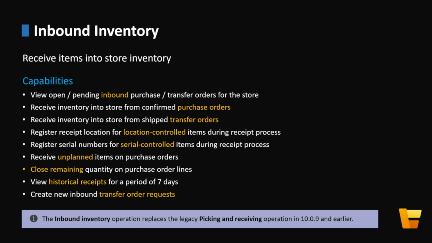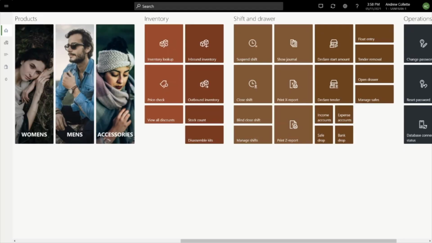Now, for customers who have been with us for some time, you may know that we have another similar operation called picking and receiving in our point of sale application. I want to call out that picking and receiving operation is a legacy operation with limited functionalities. So if your company is still using that operation, we strongly recommend you to develop a strategy to migrate from the legacy one to this modern new inbound operation. So let's now roll a video to demo this new inbound inventory operation.